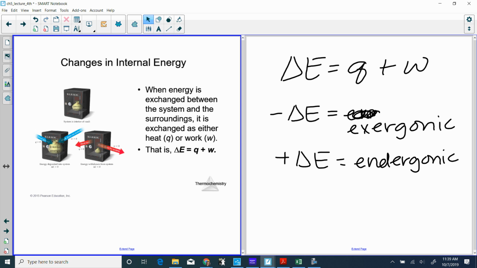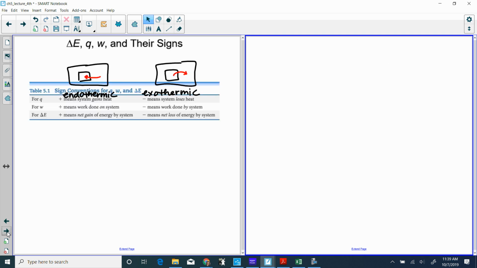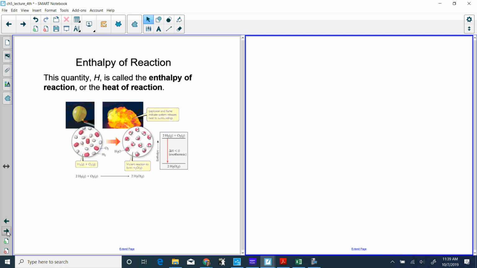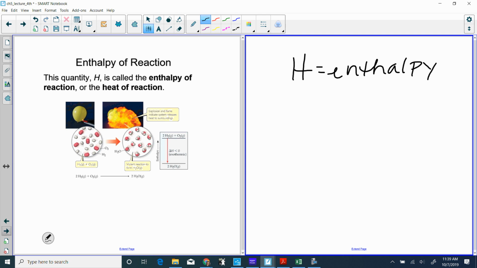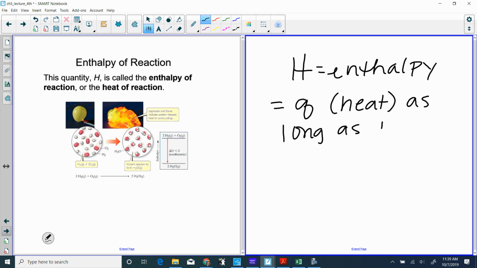Okay, one more, and then we gotta do some sample problems. Inside. H, capital H means enthalpy. Enthalpy means heat. As long as the pressure remains constant.